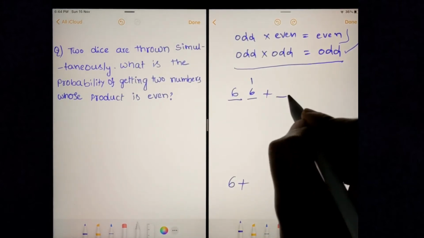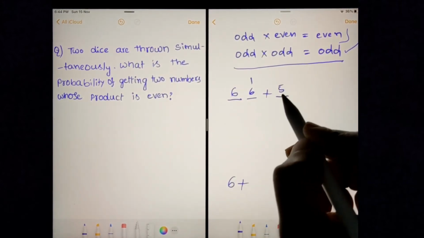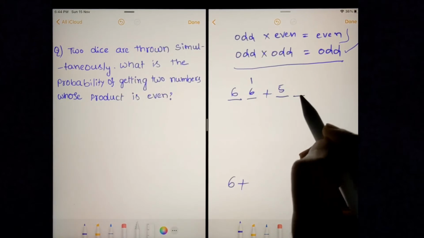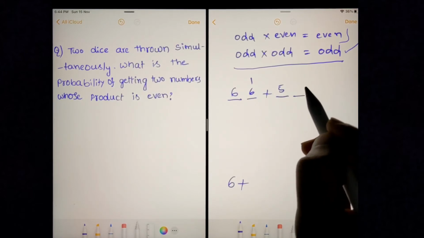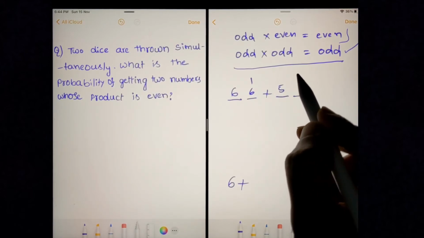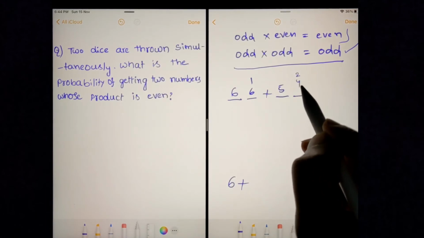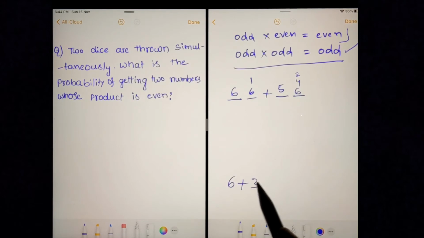If the first dice is 5, because this is an odd number, the second number cannot be odd, because if it is odd, then the product will be odd. So we need to take only even numbers. From 1 to 6, how many even numbers are there? 2, 4 and 6. 3 even numbers are there. So we need to take 3 here.